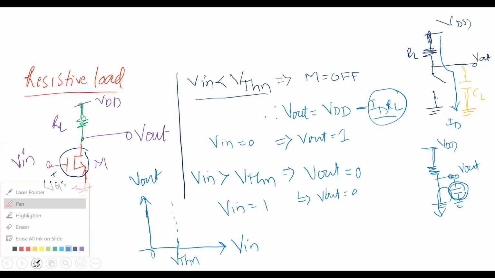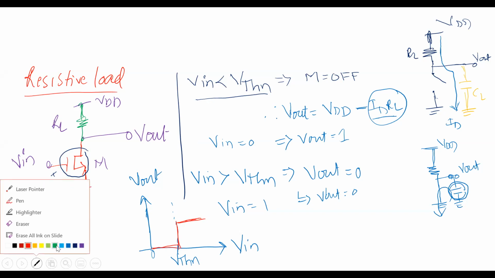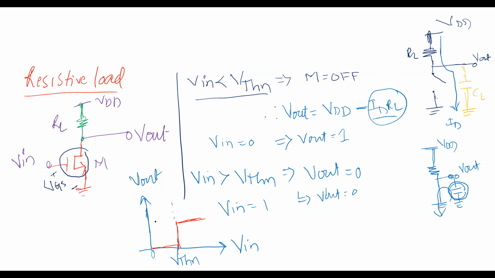Now, suppose input is 0 up to threshold voltage, then it may be like this characteristics. These are the input characteristics. The corresponding output characteristics are like this. So for low input, we get the high output. For high input, we get the low output. This is the output characteristics. This green indicates the output voltage and red indicates the input voltage. This is the way you are getting the characteristics.